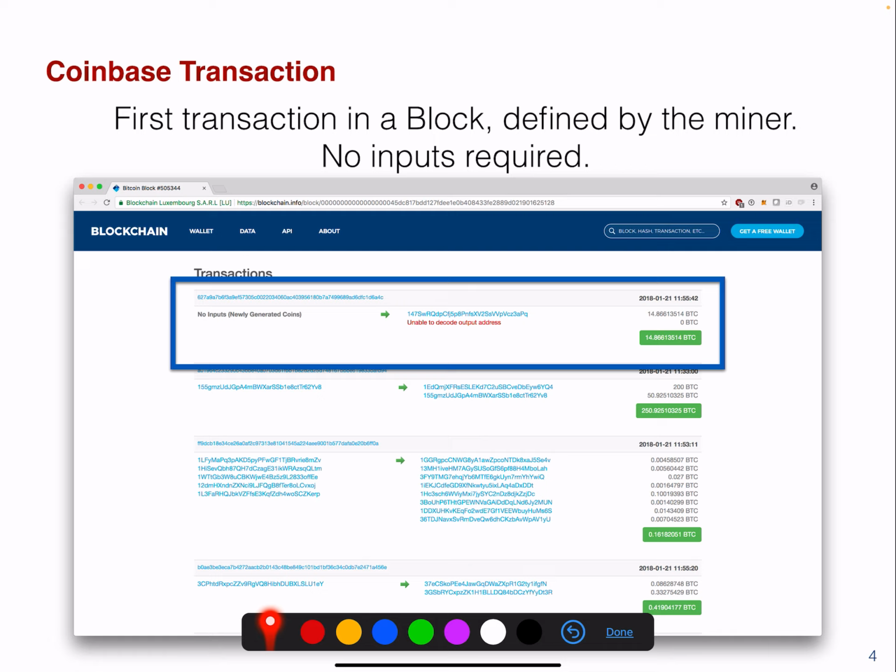If you go to blockchain explorers, for example, blockchain.com, you can see that at the beginning of the block, a block here being just a list of transactions, there's the Coinbase transaction, and there are no inputs. So these are newly generated coins.